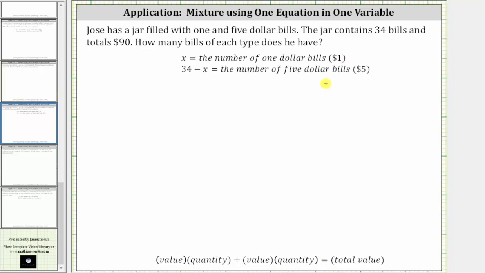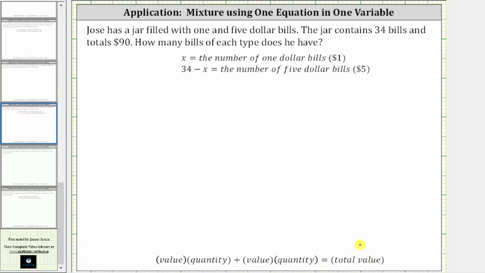And now from here, because we know the total value is $90, we can write a value equation that we can then solve to answer the question. Our value equation is going to be the value of a $1 bill times the number of $1 bills plus the value of a $5 bill times the number of $5 bills must equal the total value.